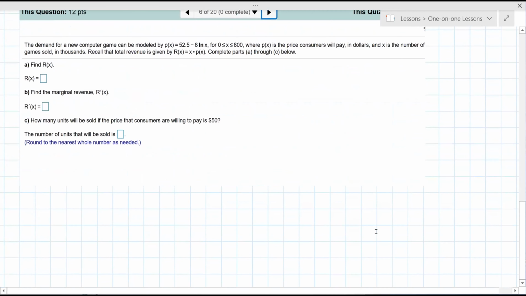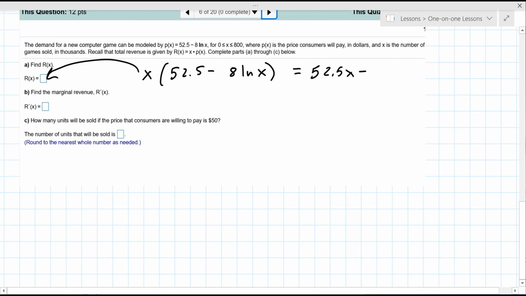The demand for a new computer game can be modeled by P of x equals 52.5 minus 8 natural log of x, where P of x is the price consumers will pay in dollars and x is the number of games sold. Recall that total revenue is given by this. So you're going to multiply P of x by x. That's what they want in part A. You could put x times 52.5 minus 8 natural log of x and get credit. You could also distribute, so it's 52.5x minus 8x natural log x.